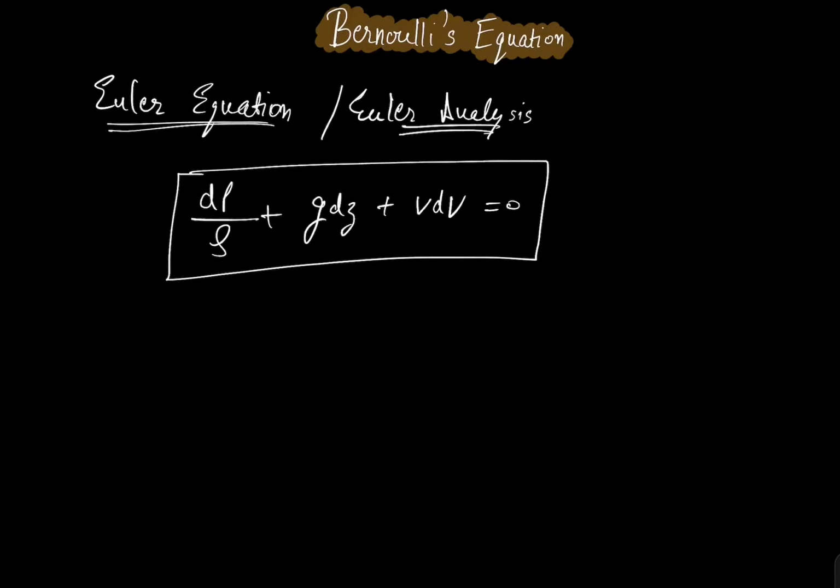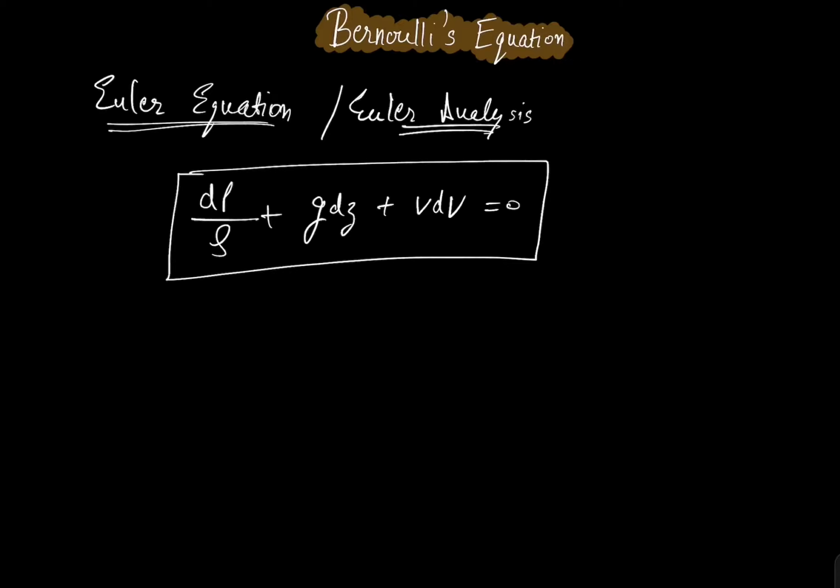What was the Euler equation? The Euler equation was dp upon rho plus g dz plus v dv is equal to 0. Here p was pressure, rho was density, g was acceleration due to gravity, z was elevation in the z direction, and v was velocity of flow. This was my Euler equation.